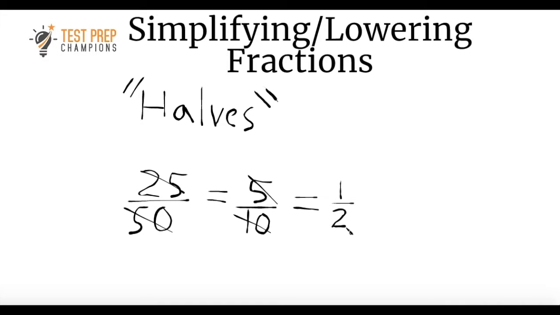And that's a perfectly valid way to do it. But if you had just seen 25 over 50 and recognized that 25 is half of 50, you don't need to do this middle step here. You can just say, well, 25 over 50, that's equal to half. All right, and that would be the end of it.